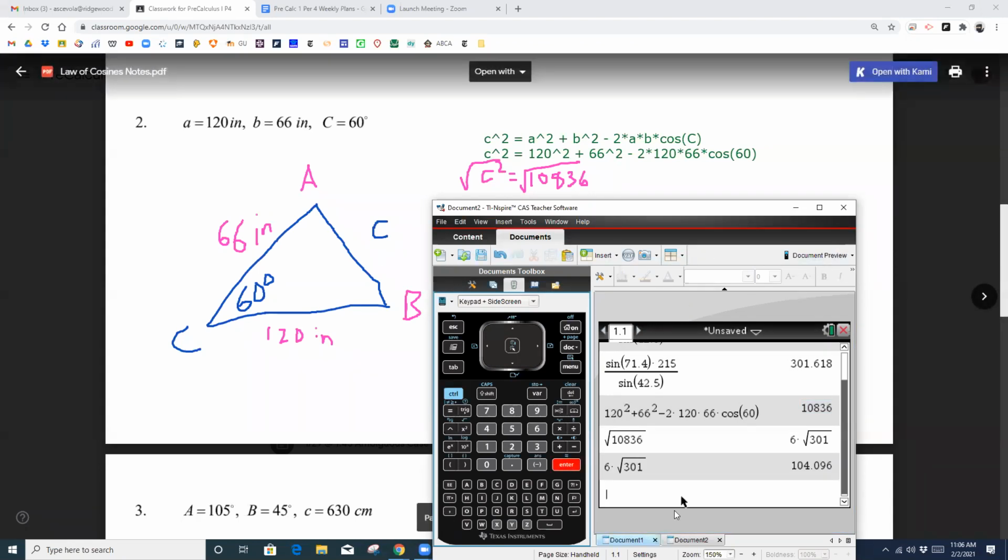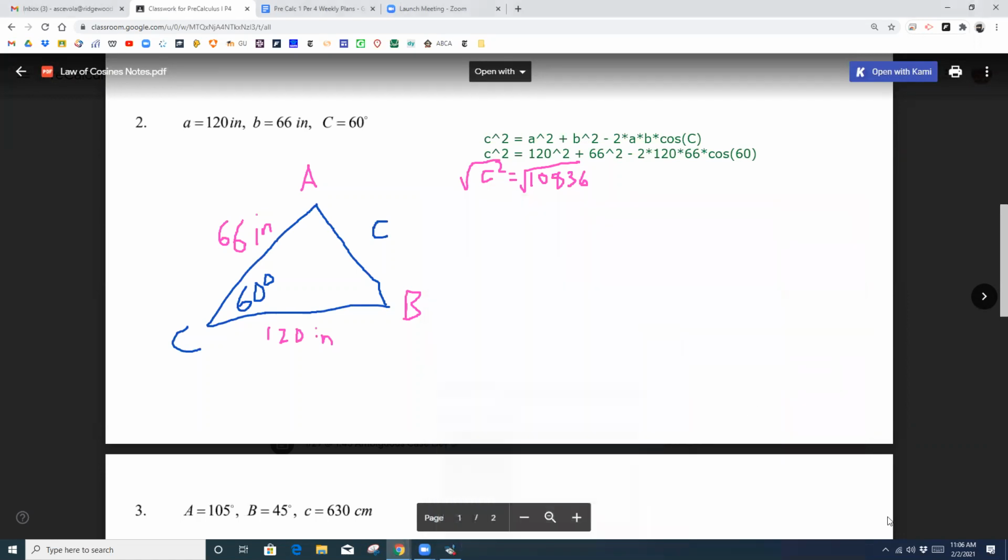All right, and we get 104.096. We'll round to 104.1. So this side right here is 104.1 inches, which kind of makes sense because 60 is a pretty big angle. It's in between these two side lengths. So angle A is going to be bigger than angle C, and angle B is going to be less than angles A and C, which makes angle B the smallest.